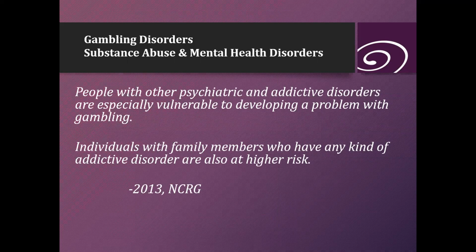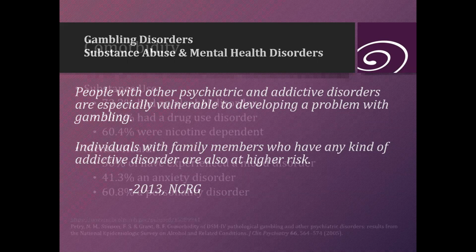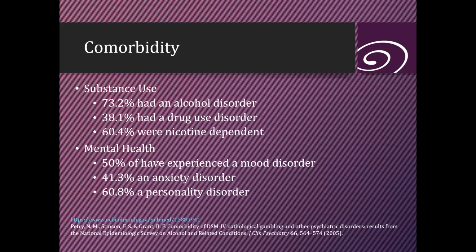The NCRG, the National Council on Responsible Gambling, says folks with psychiatric and addictive disorders are especially vulnerable. Individuals with family members are also at risk. Three out of four gamblers are also alcoholics, like me. About 40% also have a drug disorder. 60%, like me, I quit smoking when I was 25, are nicotine dependent. And then you have the mental health disorders.